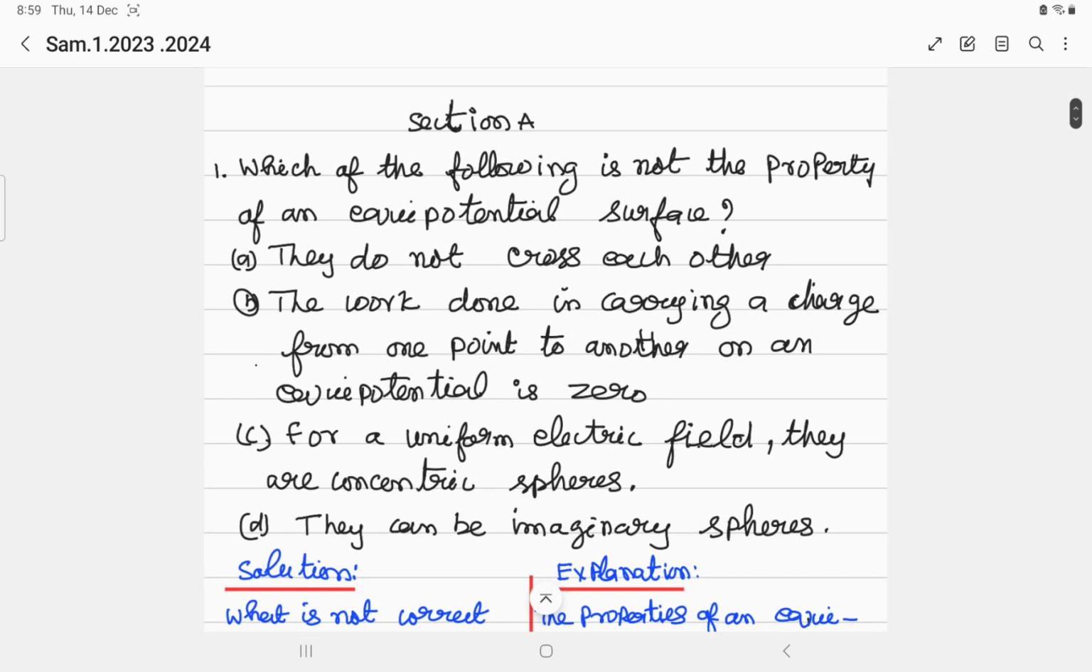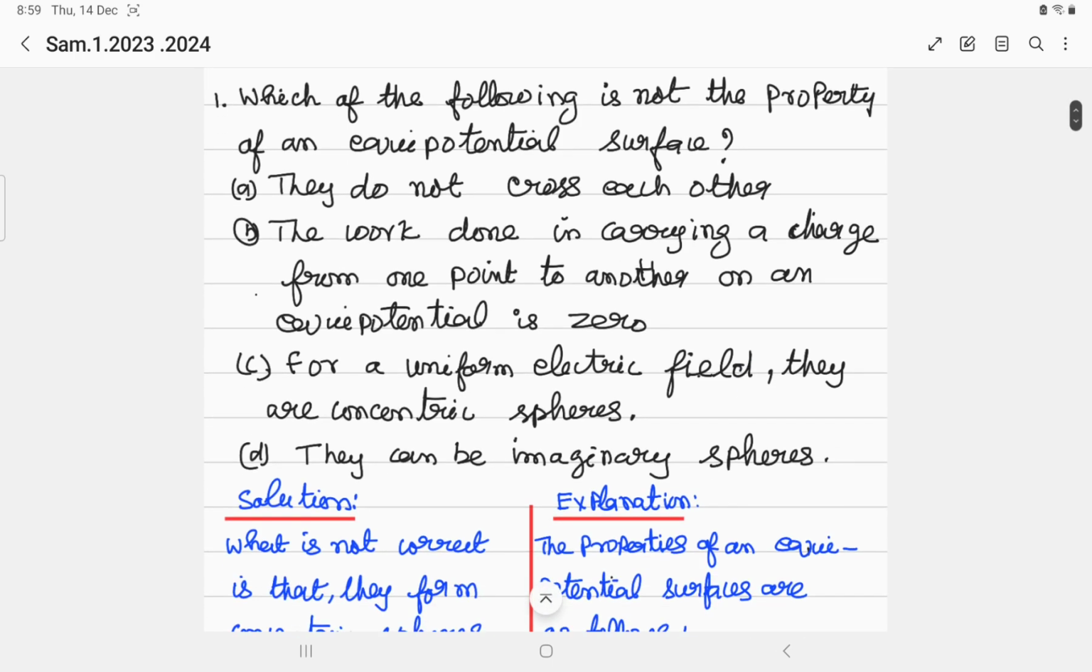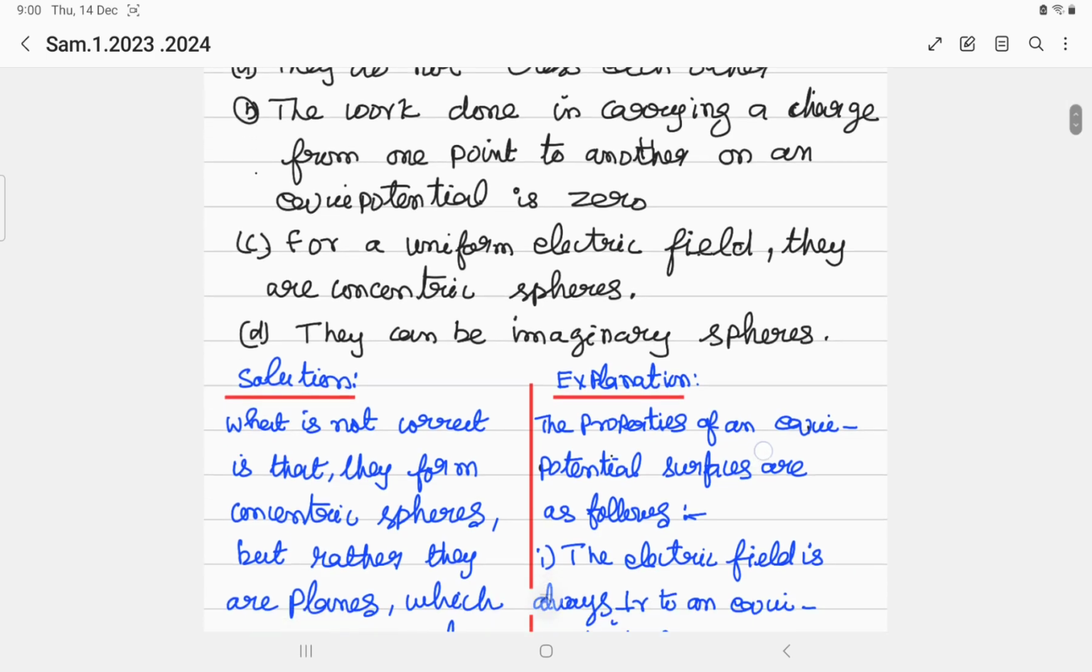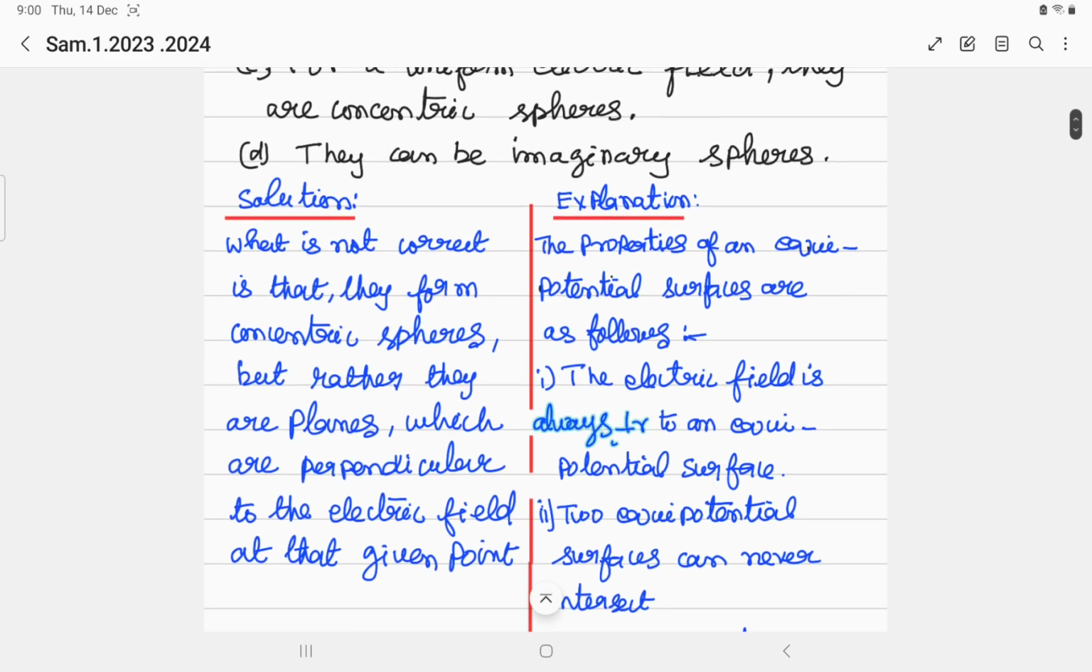Section A. Which of the following is not the property of an equipotential surface? A. They do not cross each other. B. The work done in carrying a charge from one point to another on an equipotential is zero. C. For a uniform electric field, they are concentric spheres. D. They can be imaginary spheres.